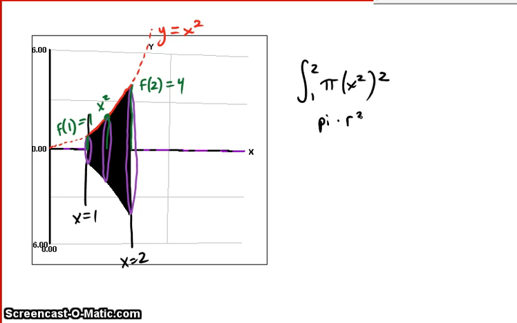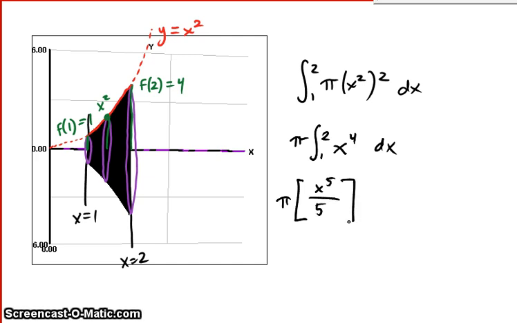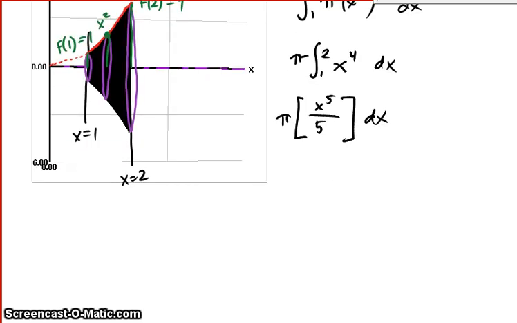Pi r squared. There it is. And we do this with respect to x. Now it just becomes a regular old integration problem. I bring the pi out. I'm doing this from 1 to 2. X squared squared is x to the 4th. This is a pretty straightforward reverse power rule. Keep the pi there. Bump up the exponent. Over 5 dx. 2 to the 5th is what? 32. 2, 4, 8, 16, 32. Yes, that's exactly what it is. So we get 32 fifths.